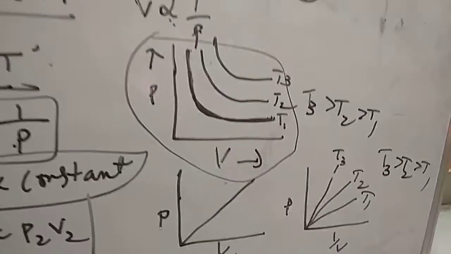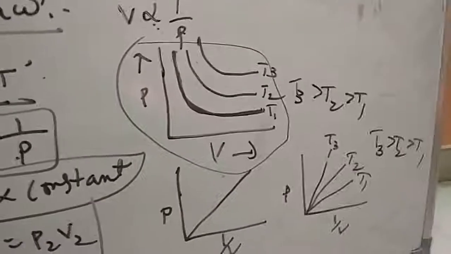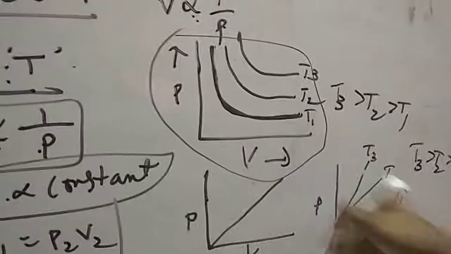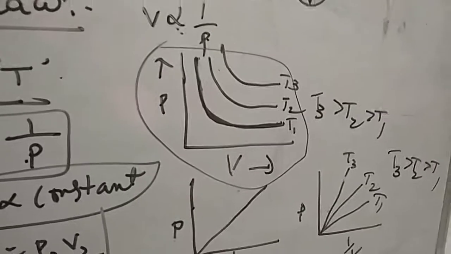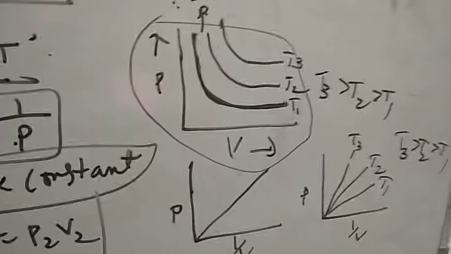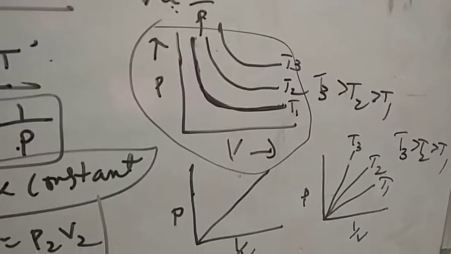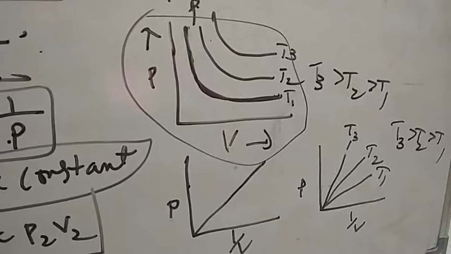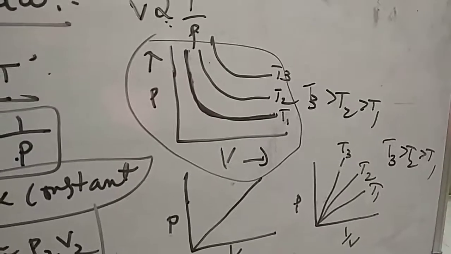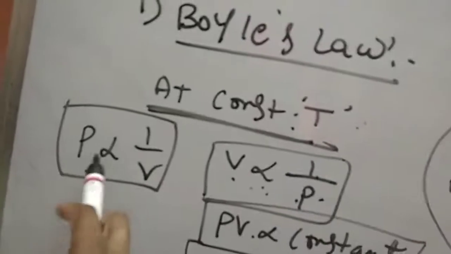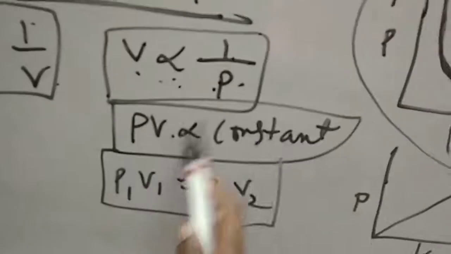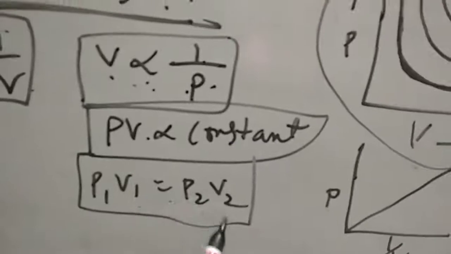Here one more important point we have to remember, that is at high temperatures, this Boyle's law may not be obeyed. So P is not directly proportional to 1 by V, so we cannot get the straight line passing through the origin. This is one more important point to remember. So see, Boyle's law at constant temperature: volume is directly proportional to 1 by P, or pressure is inversely proportional to 1 by V. PV equals constant. P1 V1 is equal to P2 V2.